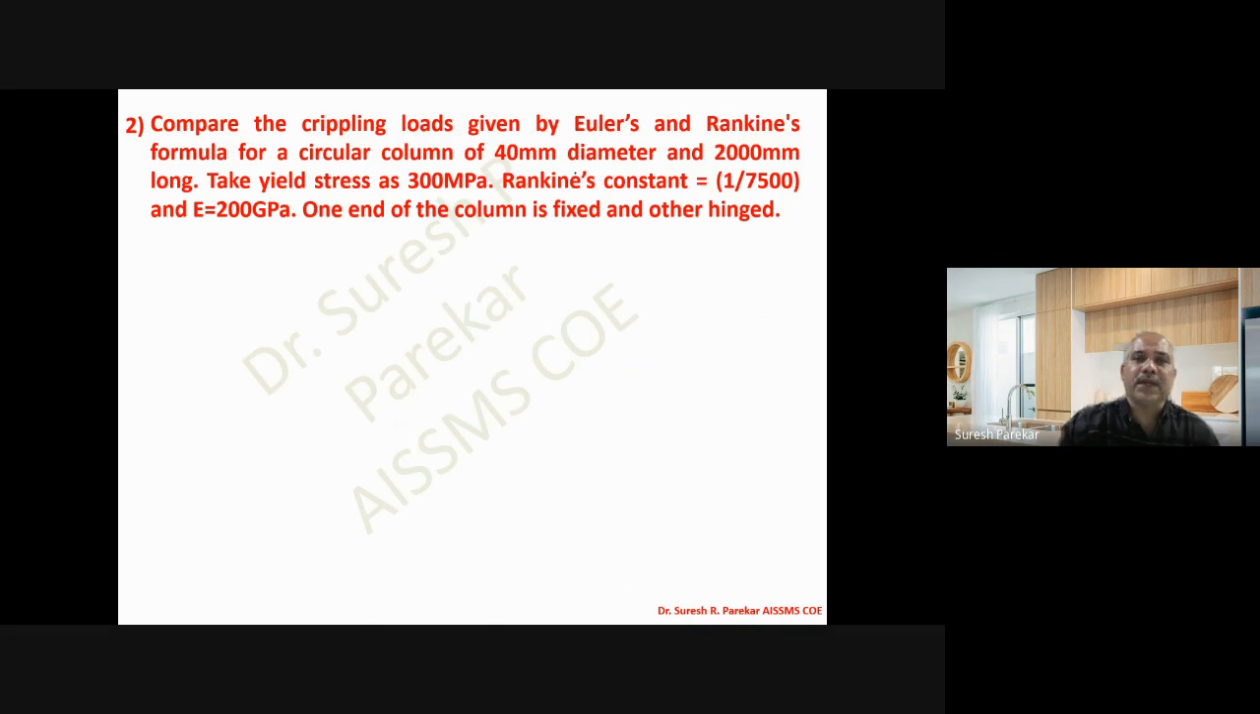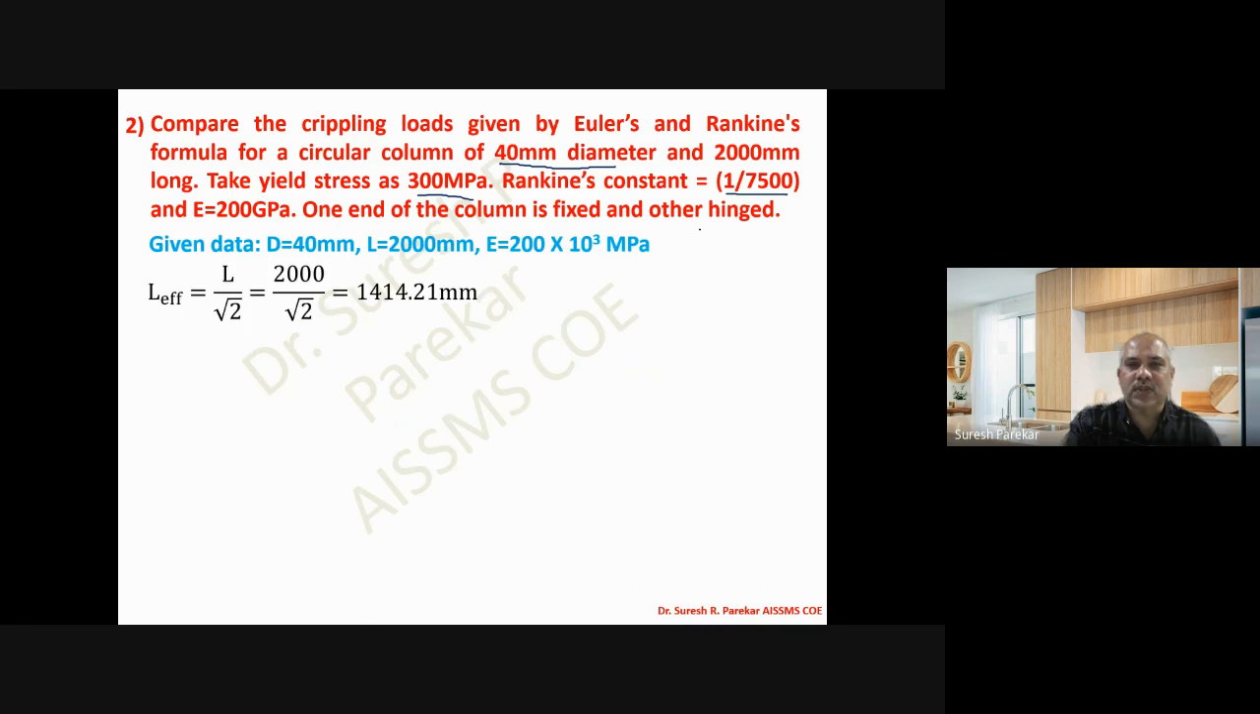Then we have: compare the crippling loads given by Euler's and Rankine's formula for a circular column of 40 diameter. This problem was actually asked in 2015 SPPU, which I have taken from a question paper, and 2000 long. Take yield stress 300 MPa, Rankine's constant 1 upon 7500, E 200 GPa. One end of the column is fixed and the other end is hinged. So we have given data: D 40, L 2000, E 200 into 10 raised to 3 MPa.